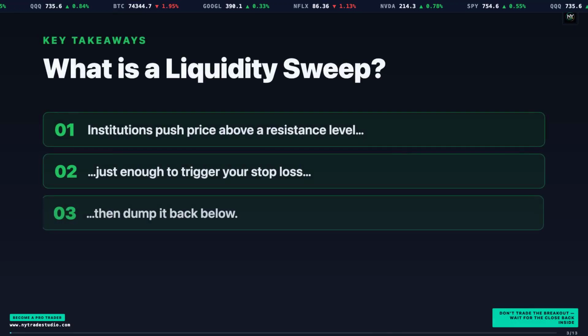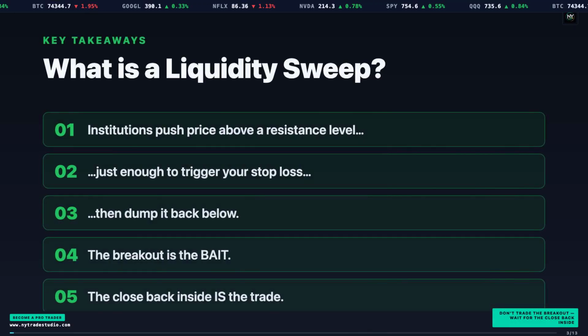A liquidity sweep is when institutions push price above a resistance level, just enough to trigger your stop loss, then dump it back below. The breakout is the bait. The close back inside the level is the actual trade. Let me show you exactly what one looks like.